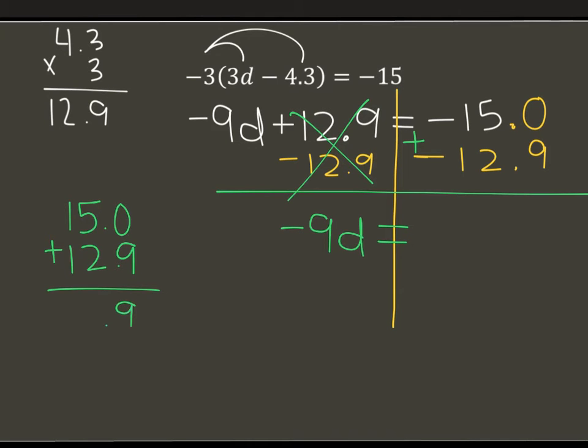0 plus 9 is 9. 5 plus 2 is 7. 1 plus 1 is 2. Drop your decimal straight down. So we get 27.9.